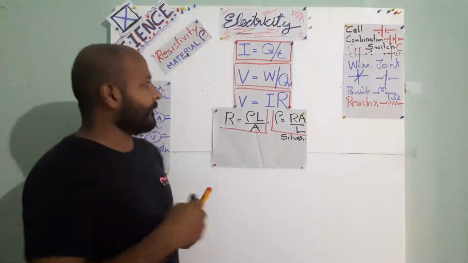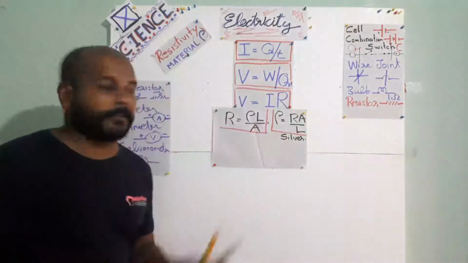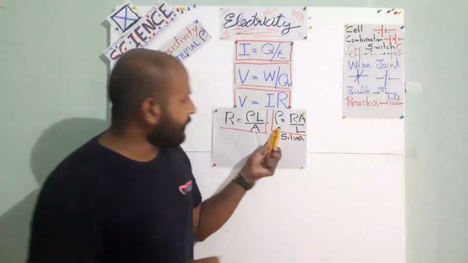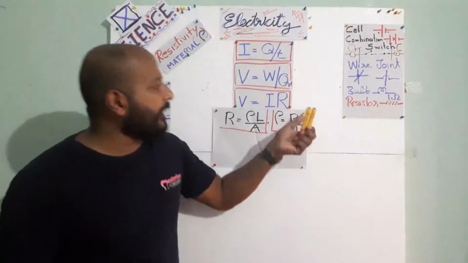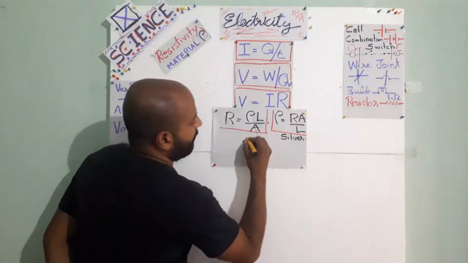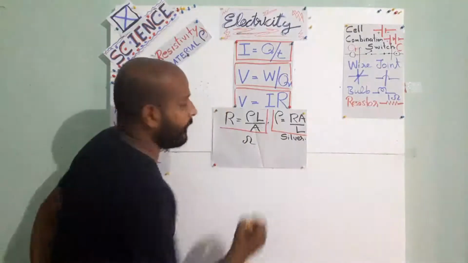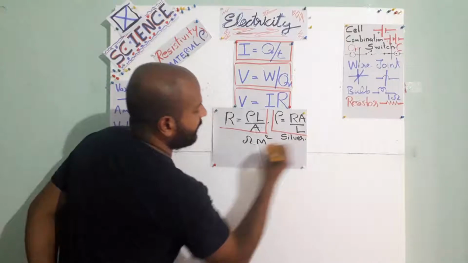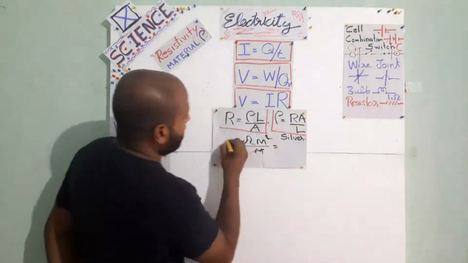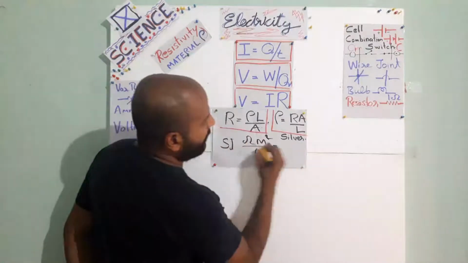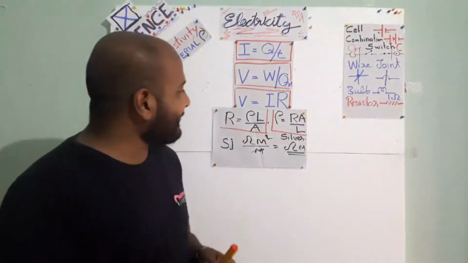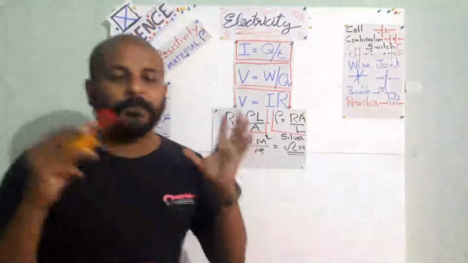Understand? So, from here we have rho is equal to RA by L. Another equation, it will go here. That is the fourth equation we studied in this chapter. Resistivity rho is equal to resistance into area divided by length. Unit of resistance is what? Ohm. Unit of area is what? Meter square. Unit of length is what? Meter. Meter goes, square goes. SI unit is what? Ohm meter. Understand? Ohm meter is the SI unit of resistivity.